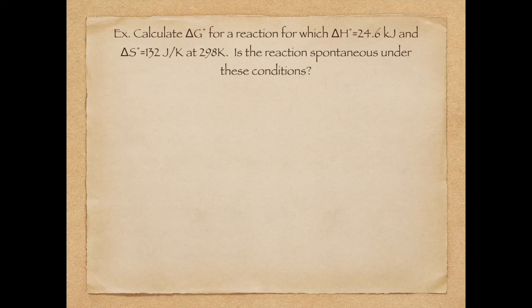Here it asks you to calculate your standard change in Gibbs free energy for a reaction for which your standard enthalpy change is 24.6 kilojoules and your standard entropy change is 132 joules per Kelvin at 298 Kelvin. And it says, is the reaction spontaneous under these conditions? Well, I'm going to use this equation. I'm calculating my delta G. I know my delta H is 24.6 kilojoules, but since it's kilojoules for enthalpy and joules for entropy, I'm going to convert the enthalpy into joules really quickly by multiplying by 1,000.